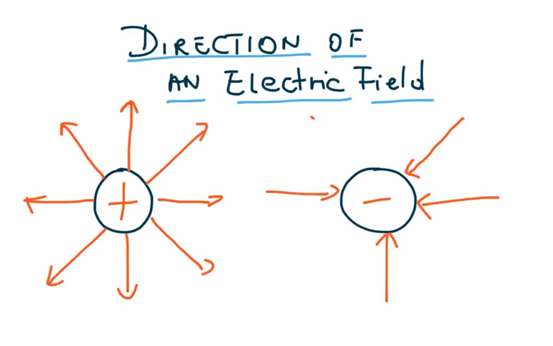Okay, since we usually use a positive test charge, if we put a positive charge in here, it will repel. That's why we have the arrows going away from the positive charge. And if we put this positive test charge right here, since this is positive and this is negative, they will attract each other, so it will go towards the negative charge.